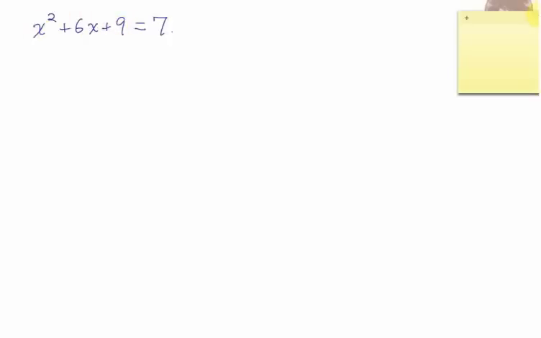Let's do another problem. Let's try x squared plus 6x plus 9 equals 7. The temptation is to combine like terms, move the 7 over to the left-hand side. But in this case, because the left-hand side is already a perfect square, we want to leave it as it is. So, on the left-hand side, again, let's factor. We have the quantity x plus 3 squared equals 7.